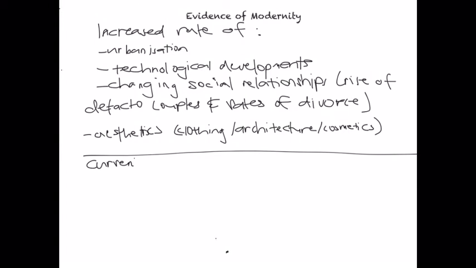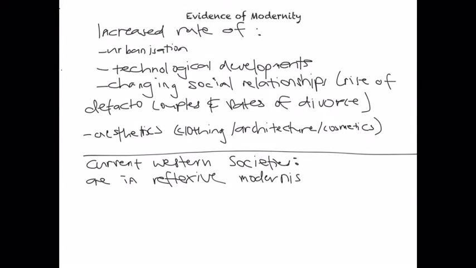So current Western societies have already gone through this process of modernisation, and therefore they're in a new state, which is known or seen as reflexive modernisation, which basically means we begin to reflect on our society and reform and reorganise it based on those reflections.